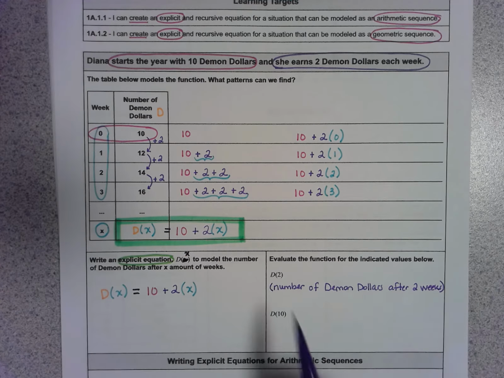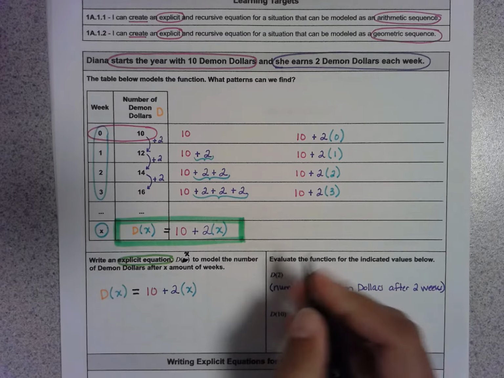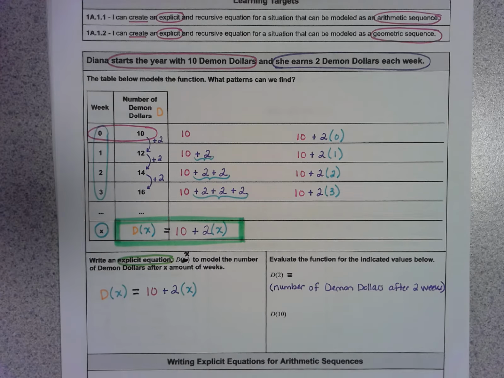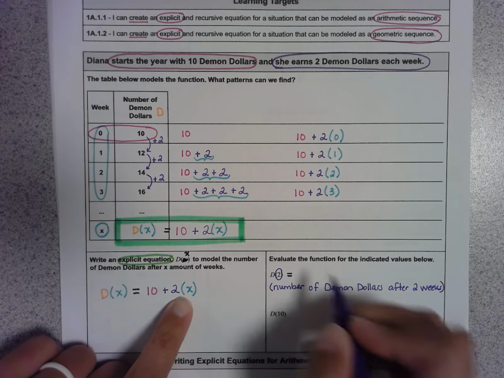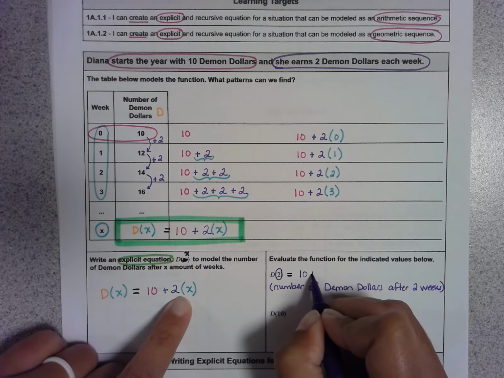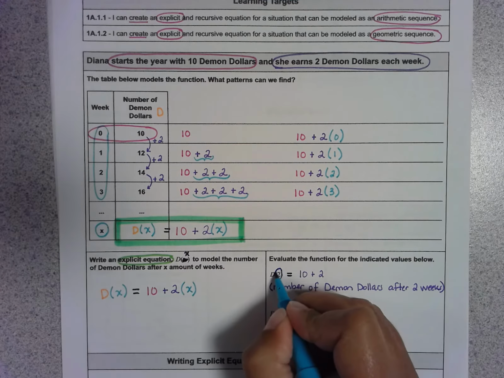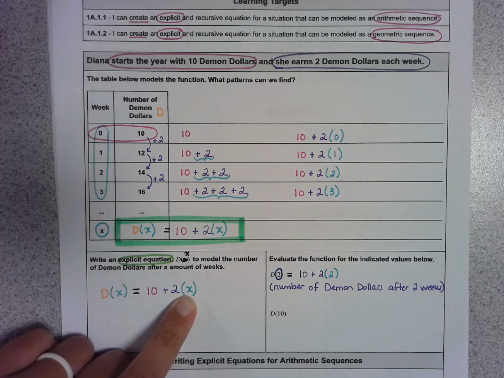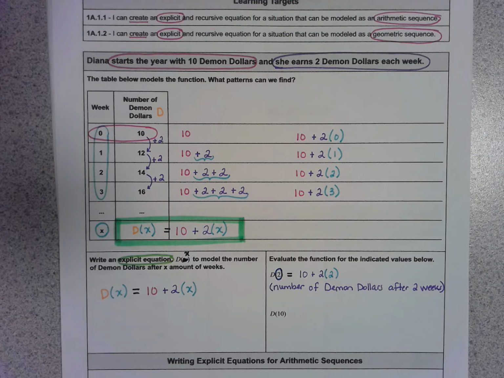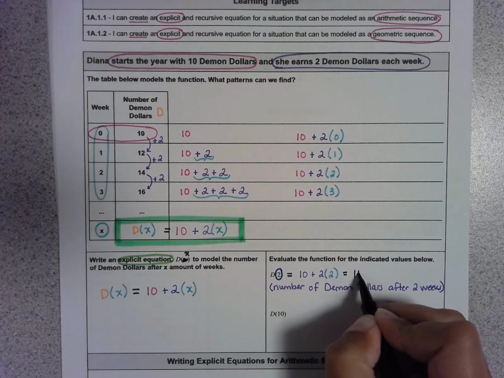Because 2 is the input here. It's inside the parentheses. To figure that out, I could just take the number 2, which is right here, and plug it into this equation. So I would have 10 plus 2, and then I would replace the x. I would replace the x with a 2. Now that's what we learned in the previous lesson. And if we were to calculate this, 10 plus 2 times 2 would be 14.